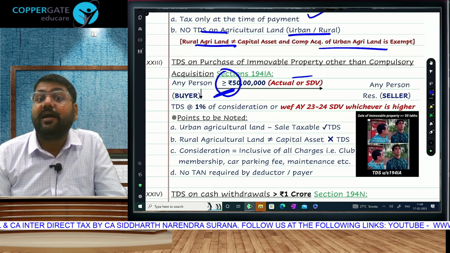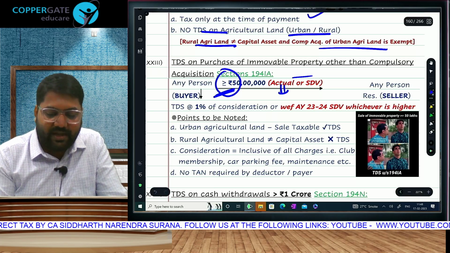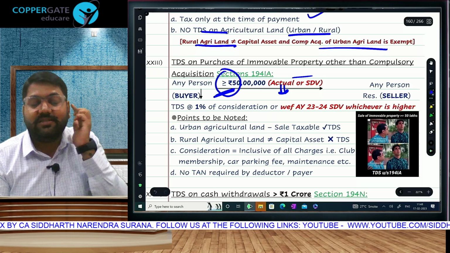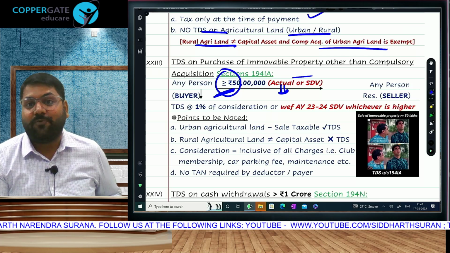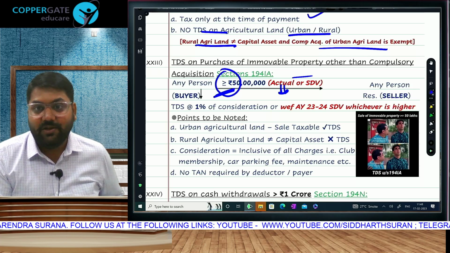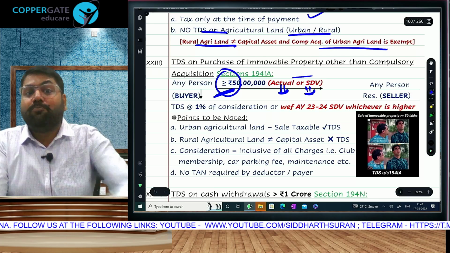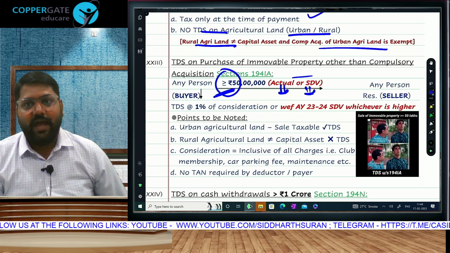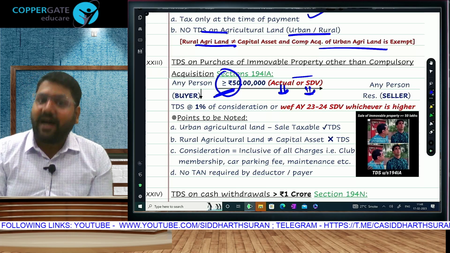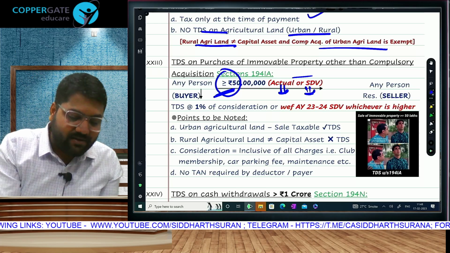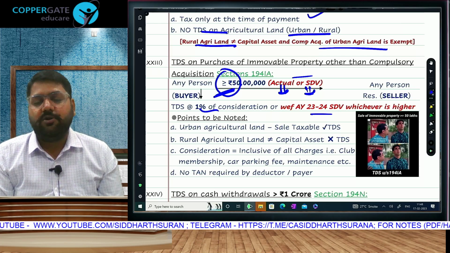And now this 50 lakh will be checked on what? Till last year it was 50 lakh of actual consideration. So if actual consideration is 40 lakh, then we were not applying. But now if actual consideration is 40 and stamp duty value is 50, we will check whichever is higher. That means for TDS to not apply, both have to be less than 50. Actual or stamp duty value, check whichever is higher. If that whichever is higher is 50 lakh or more, then on that higher one, 1% TDS will come. That's the amendment. So till last year stamp duty value was irrelevant.